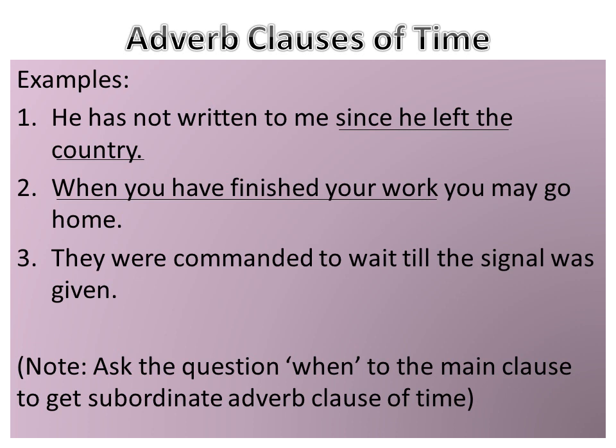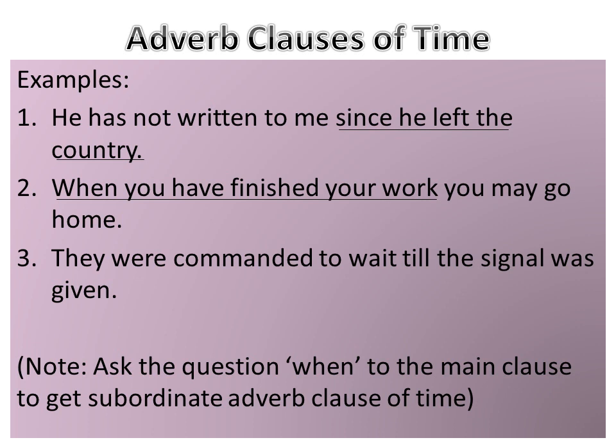They were commanded to wait till the signal was given. Now, identify the subordinate conjunction here. Yes, till is the subordinate conjunction. Means your subordinate clause will begin from till. Which part of the sentence forms complete meaning on its own? Yes, they were commanded to wait forms complete meaning. Means it is the main clause.